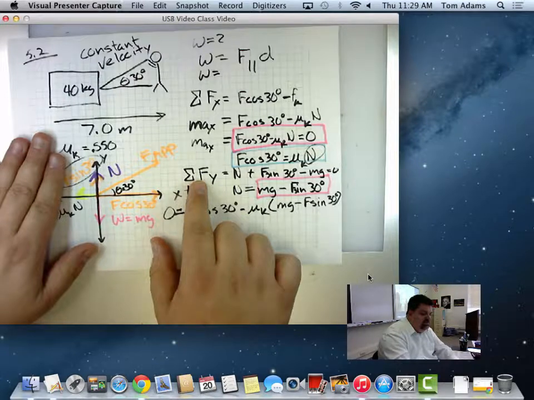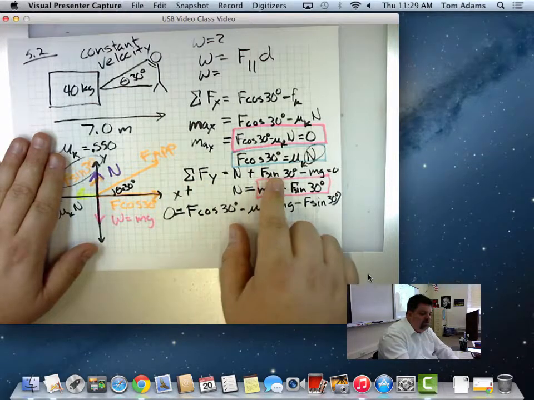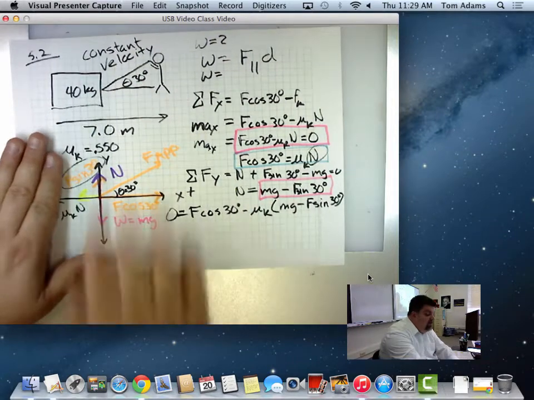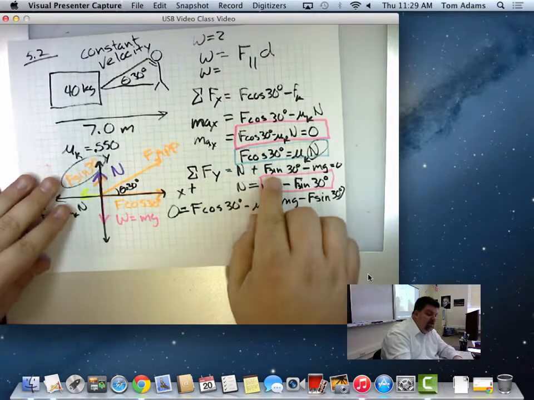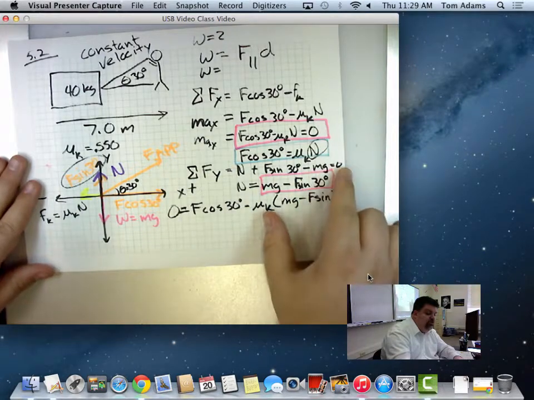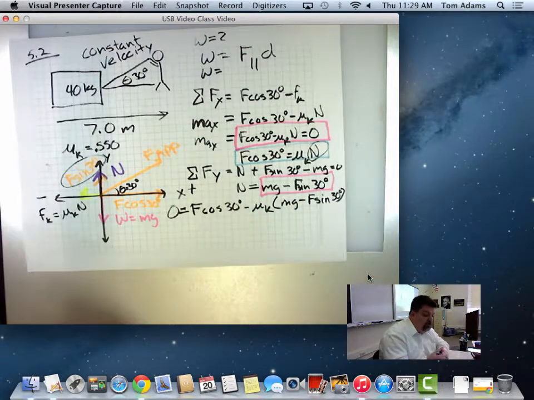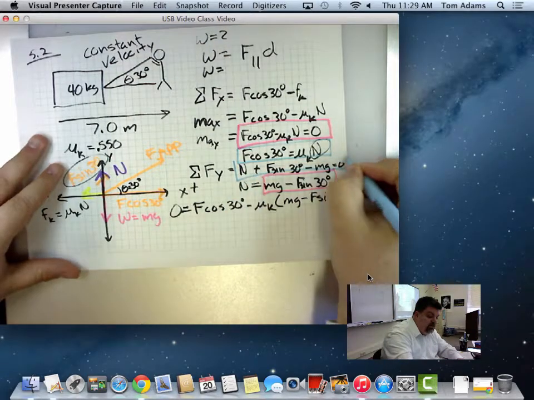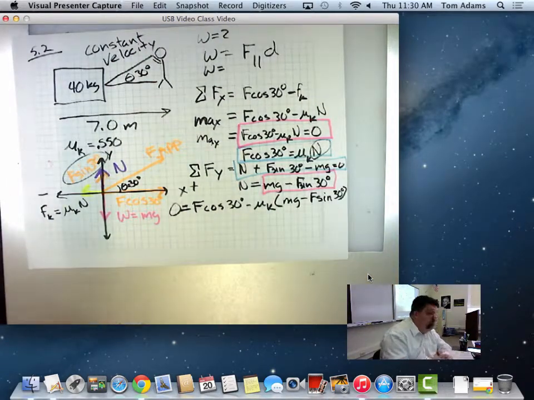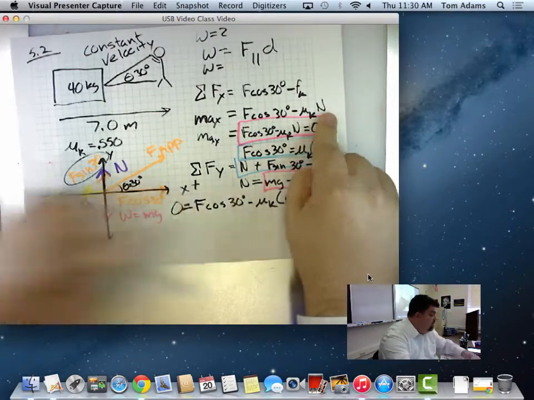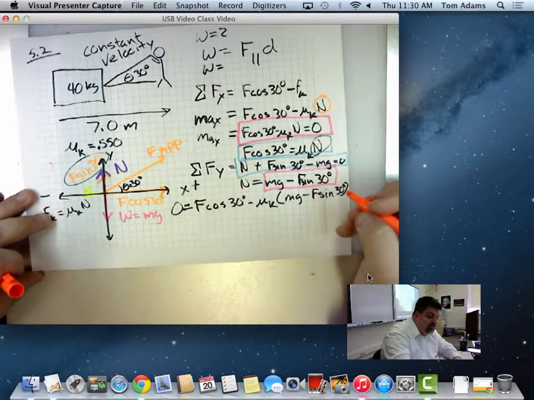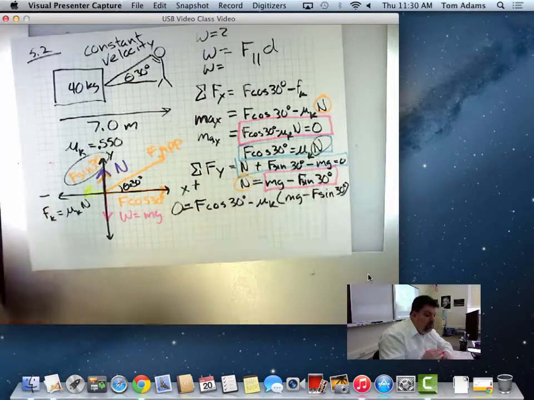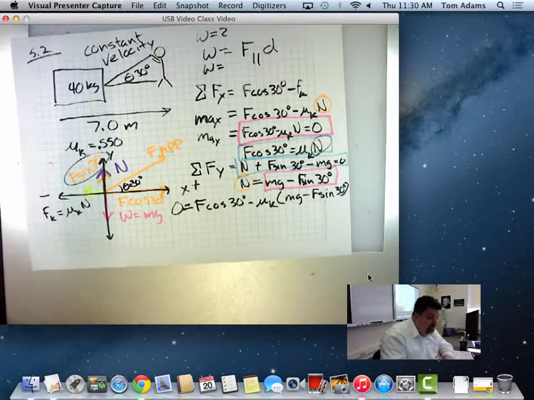So I say the sum of the forces is the normal plus F times the sine of 30 minus mg. But since the crate isn't moving in the up or down direction, the acceleration is 0. So N plus F times sine of 30 minus mg equals 0. Now if I take these two equations, I can algebraically solve for the normal, which is what I need to plug in here. I'm doing all this work because I want to know what the normal is, and so I've solved for the normal. Are you guys with me so far?